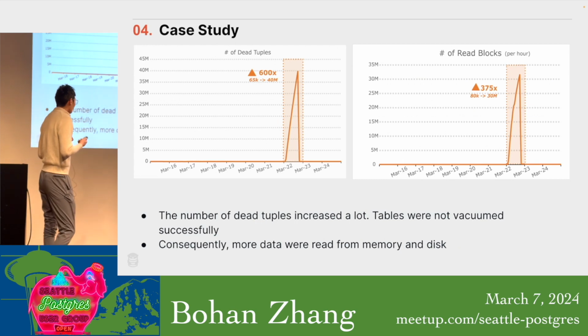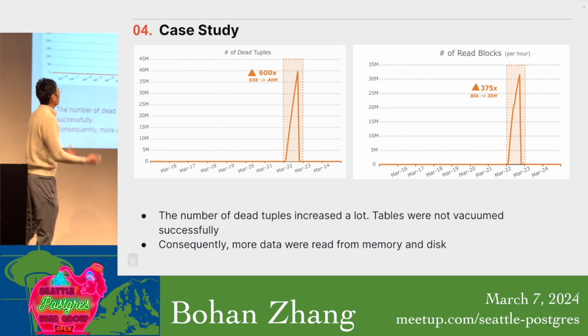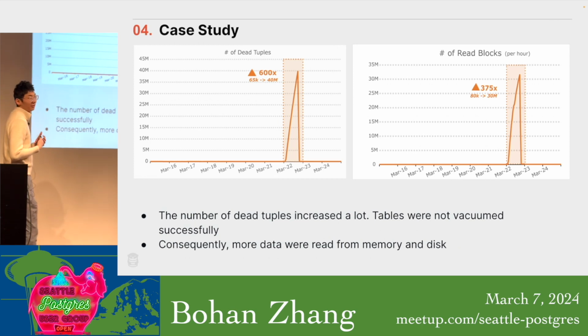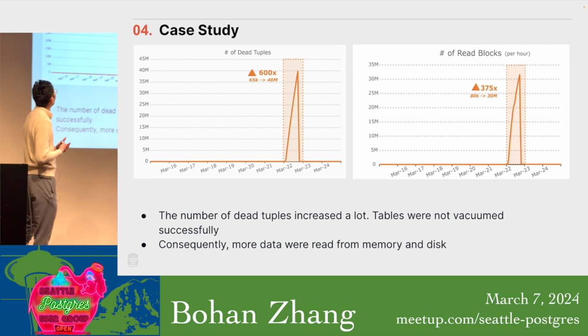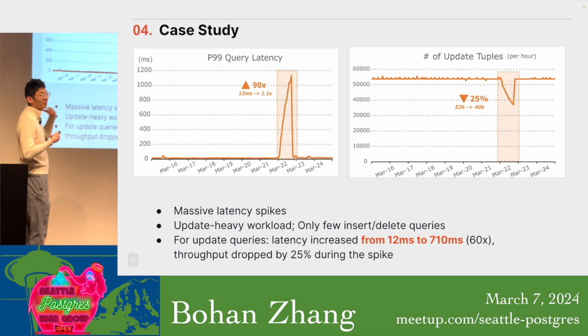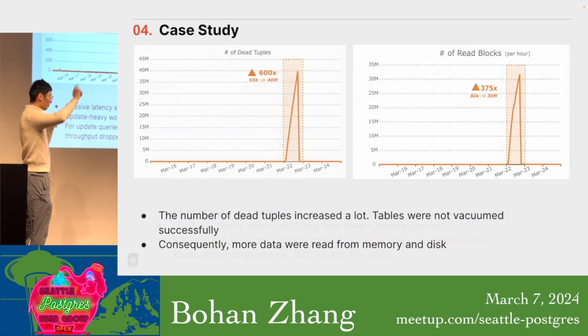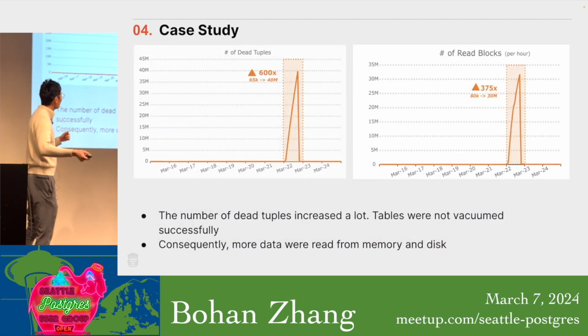So then we look into their number of dead tuples. We see the number of dead tuples increased a lot. It increased from 65,000 to 40 million dead tuples. It's a 600 times increase. However, the number of update queries is not changing at all. The dead tuples are not because you have a huge update during that time. Instead, the number of update queries is not changing at all, but the dead tuples increased by 600 times.